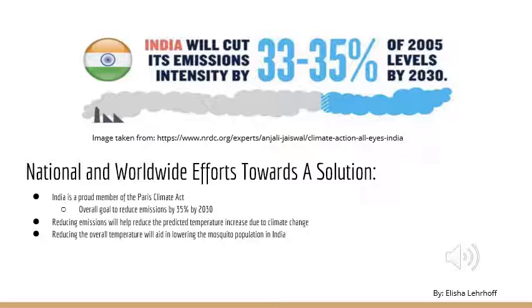India is a member of the Paris Climate Act, which is a worldwide agreement to combat climate change. Each country set an individual goal for themselves to decrease emissions with hopes of lowering the average temperature increase that we have been seeing annually. India is working towards its current goal of decreasing emissions by 33 to 35% by the year 2030. Lower temperatures will decrease the mosquito population since they thrive in a warmer climate. With fewer mosquitoes present, hopefully India will start to see a decrease in their dengue fever cases.